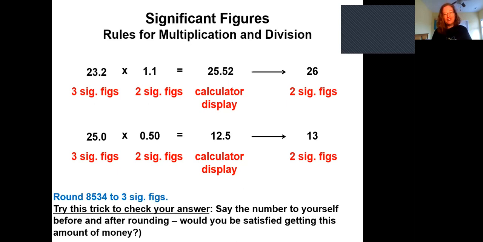All right, so now, my class, I want you to round 8,534 to 3 significant figures. Currently it has 4. I need it down to 3. And I want you to remember, say the number to yourself before and after rounding. Would you be satisfied getting this amount of money? So you may want to pause it. I'm going to count to 3 and then we'll talk about it.